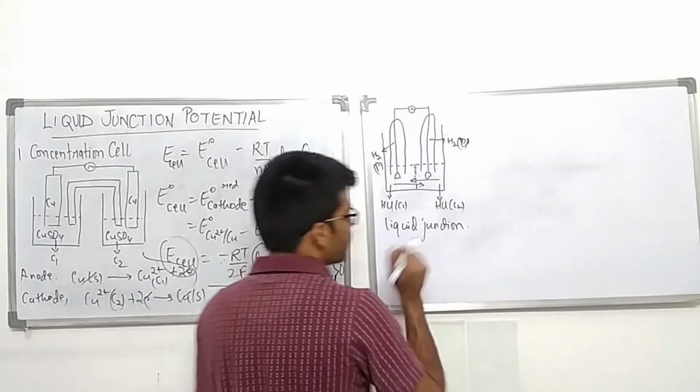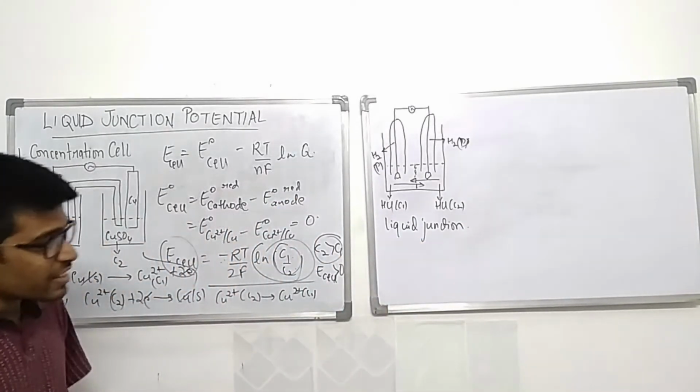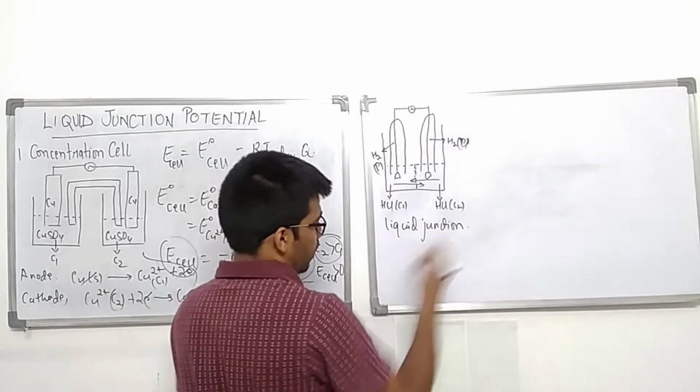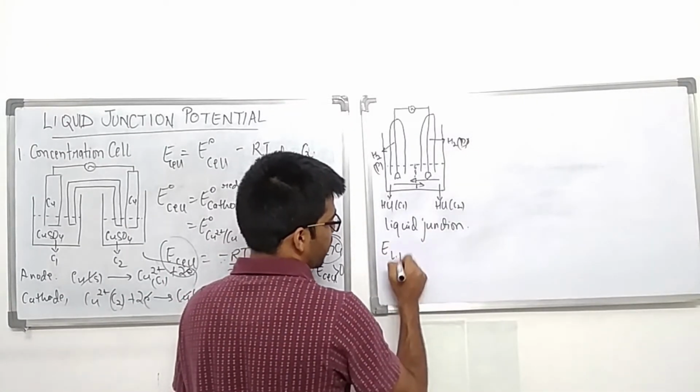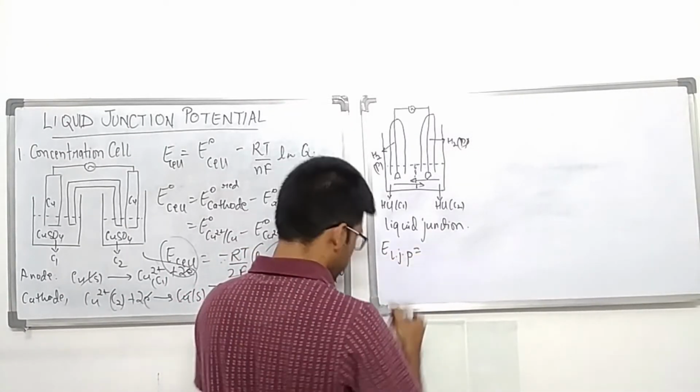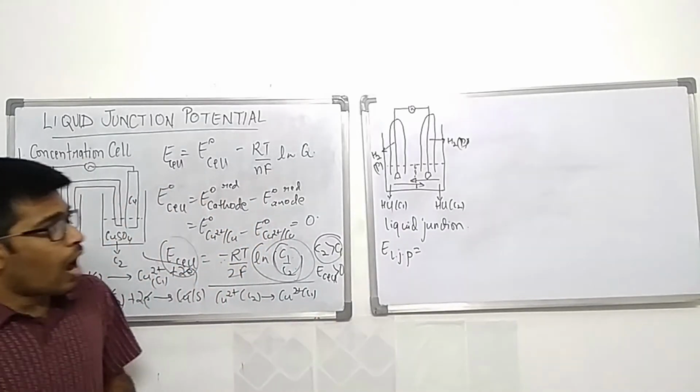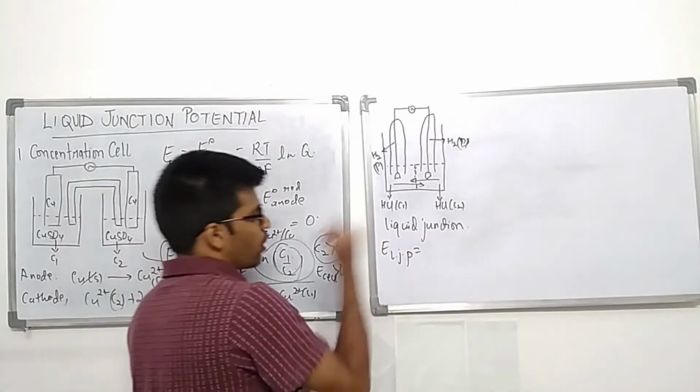Now how can you find the liquid junction potential? Now let us say this is represented as liquid junction potential. Okay, now how can you find out liquid junction potential?